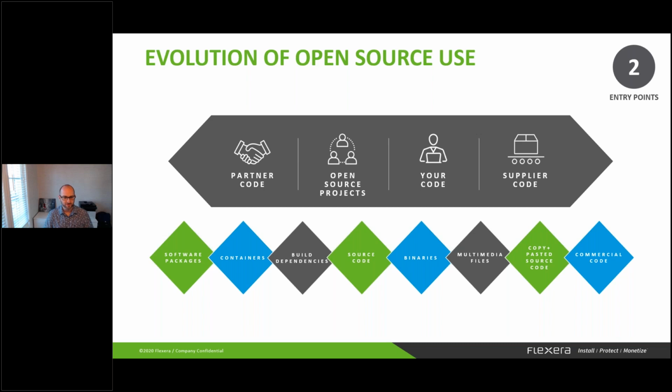Your developer may have been influenced by reading an article or a blog or a book on how to implement a particular function. And it's very likely they may have taken some sample code and put that into your product, which again, is not a bad thing. It just needs to be done a proper way. And then of course, there's always commercial code.